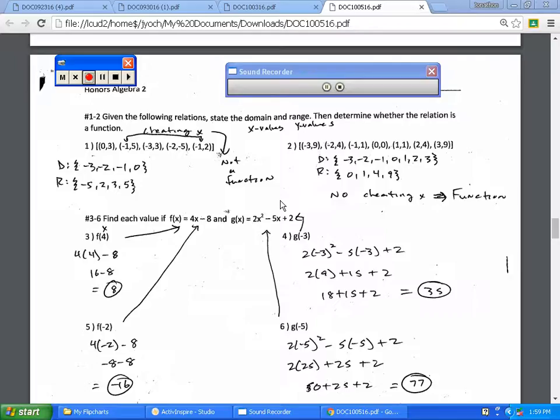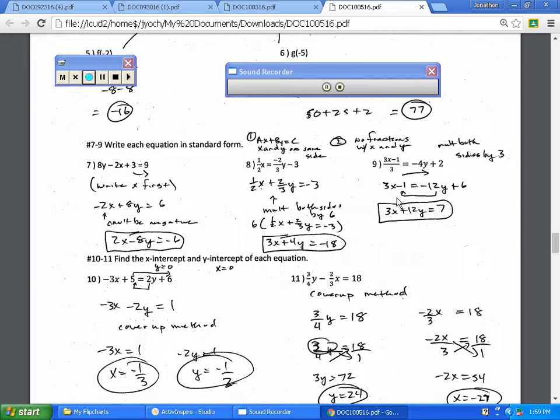On 3 through 6, you're going to plug 4 and -2 in for x in the equation that says f of x to get 8 and -16. On 4 and 6, you're going to plug -3 in for x in the equation that says g of x. You're going to plug -5 in for x in the equation that says g of x. Do that arithmetic, folks. Those shouldn't be bad at all.